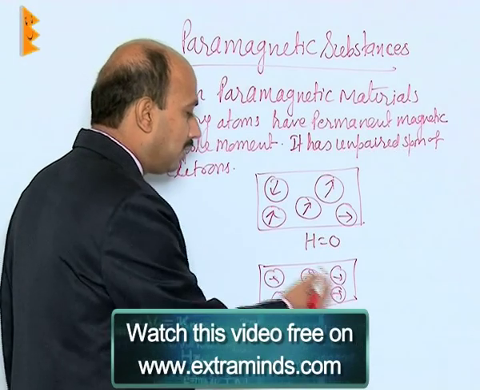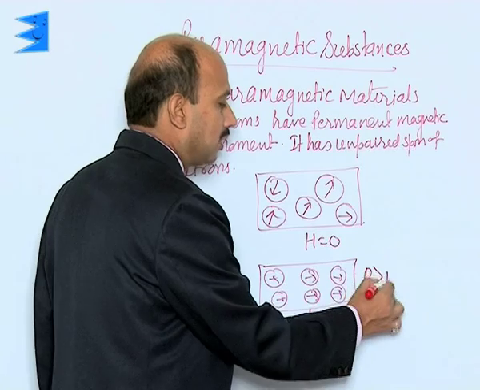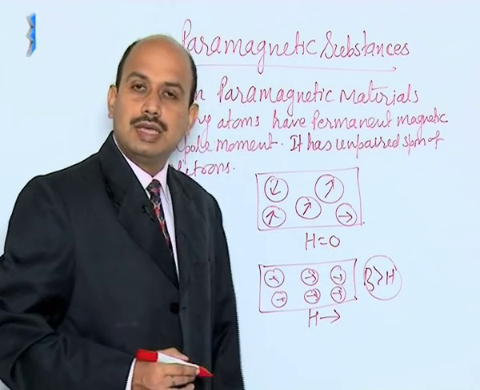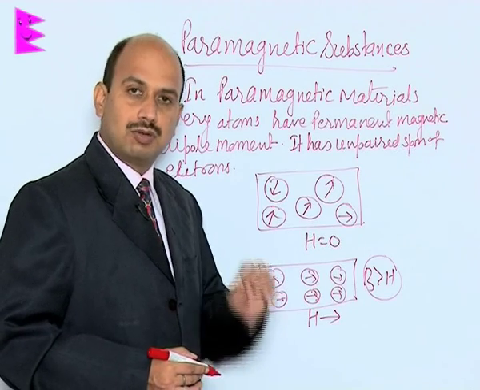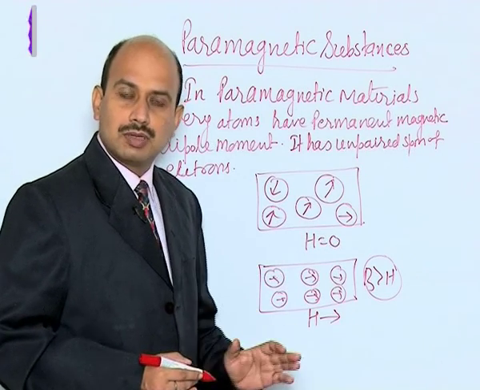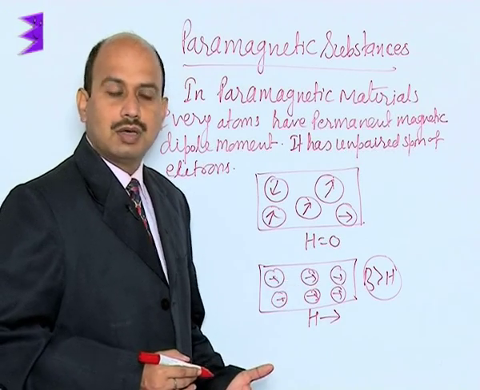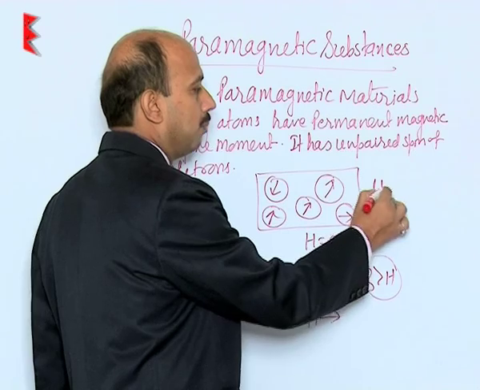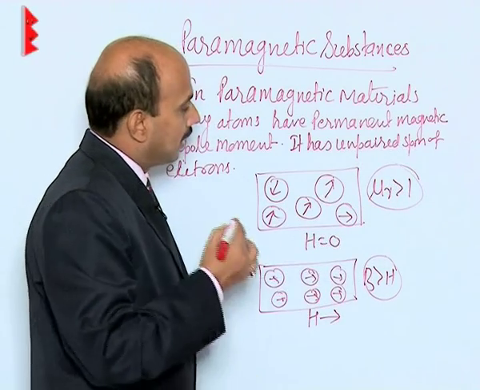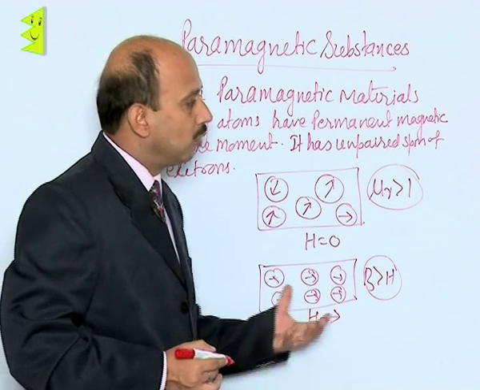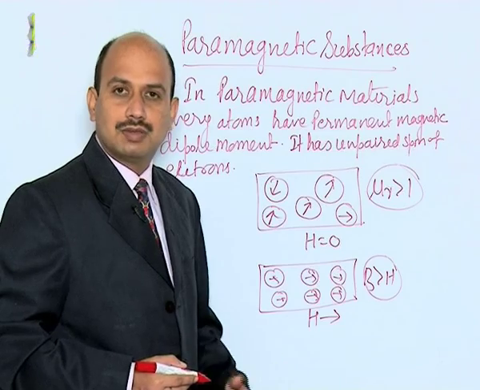Here, the magnetic field inside the material is such that B is greater than H. In this case, I, that means the intensity of magnetization, has a low value, but it is positive. Because of that, chi m is also positive, and as a result we can take mu r greater than 1 for the paramagnetic substances. So this is about the paramagnetic substances and their behavior in the external magnetic field.